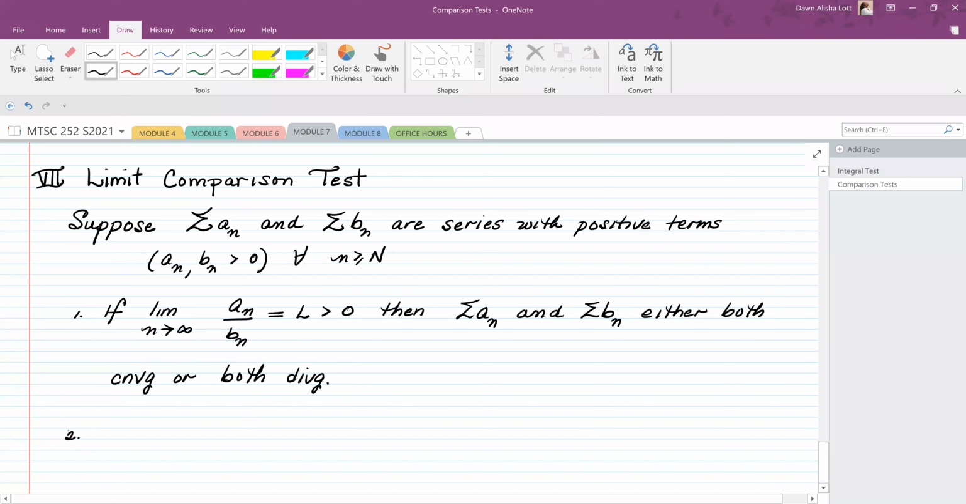Number 2, if the limit as n approaches infinity of an over bn is equal to 0, and the summation bn converges, then summation an converges.